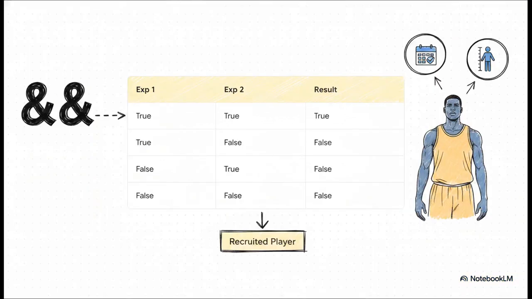Meet the AND logical operator. It's represented by two ampersands. This little guy strictly forces both conditions to be true for the final expression to evaluate as true. So if you need a basketball player who is both over 18 and taller than 6 feet, this is absolutely the operator you're going to use.